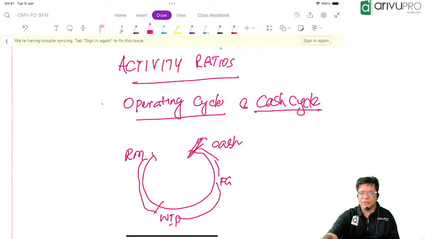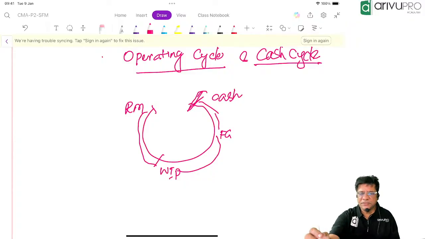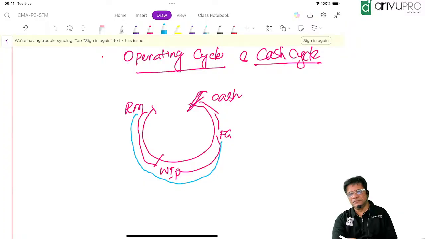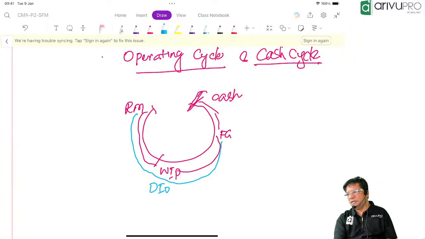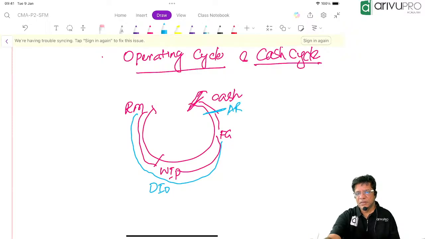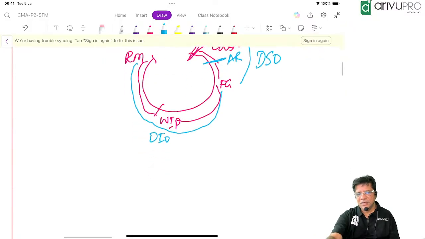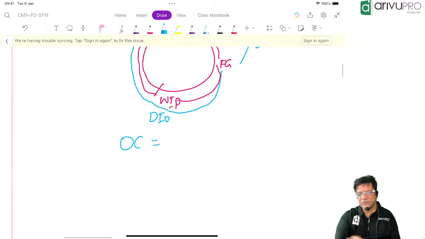Now, how to calculate operating cycle? This area, from raw material to work in process to finished goods, is called DIO, days inventory outstanding. And finished goods to AR and generating cash is called DSO, days sales outstanding. Write down: operating cycle is equal to DIO plus DSO.